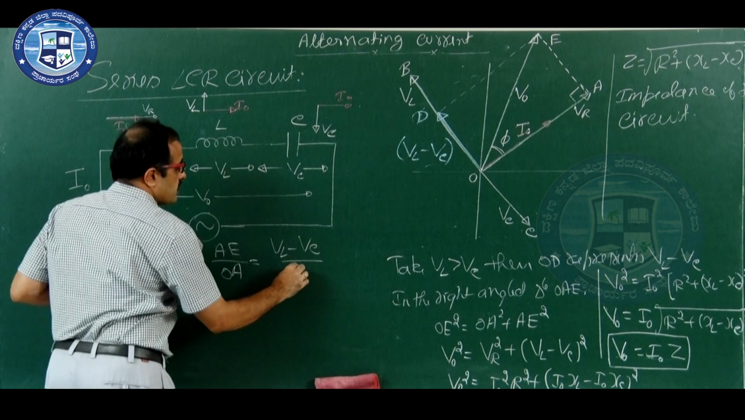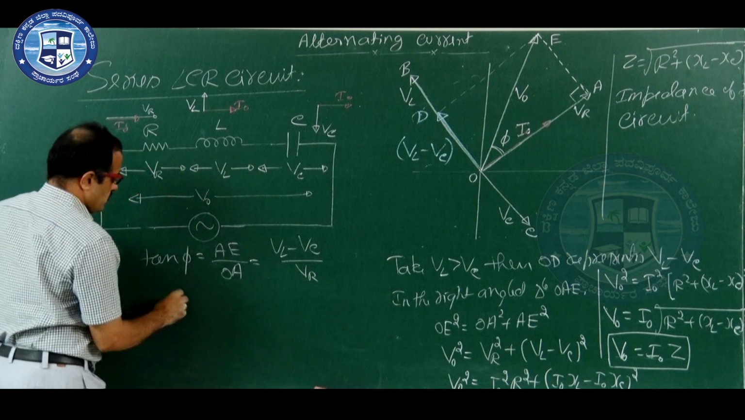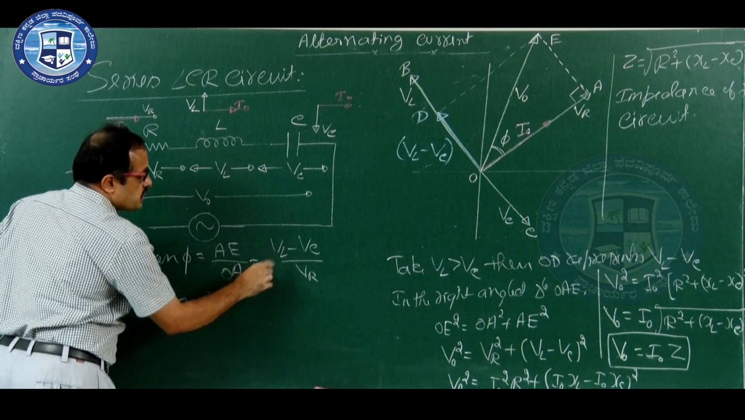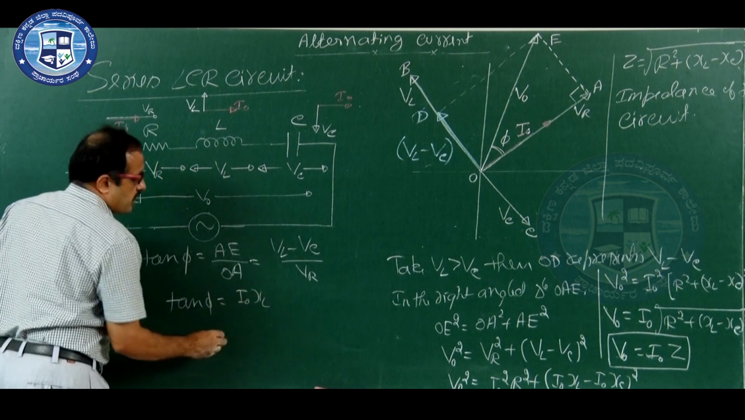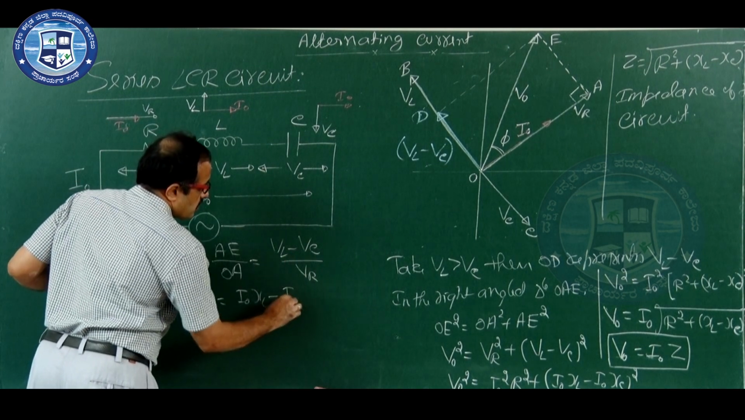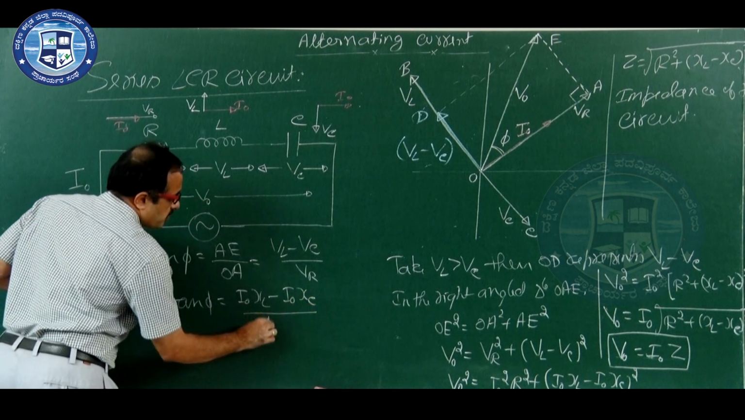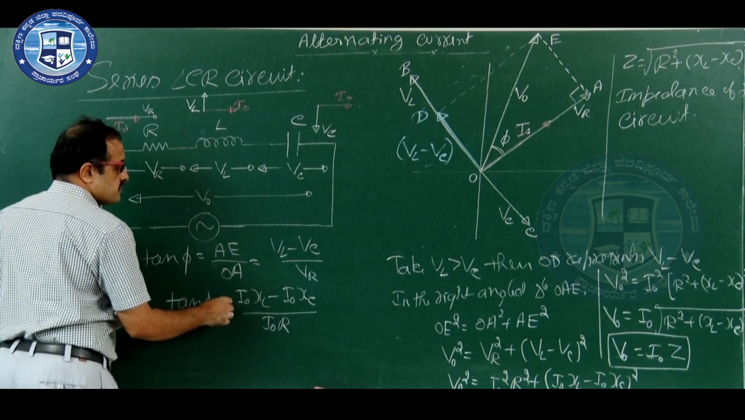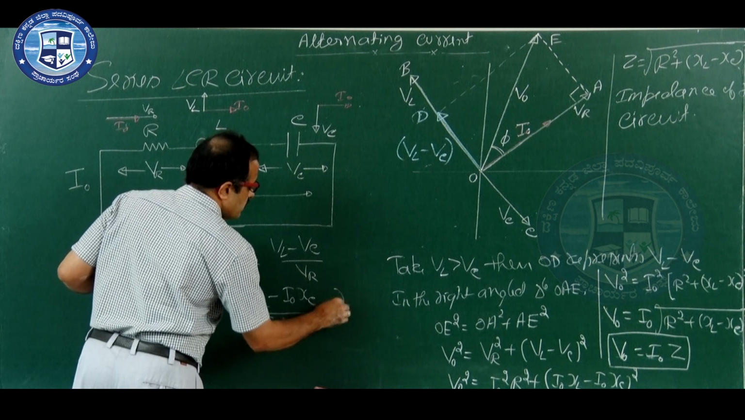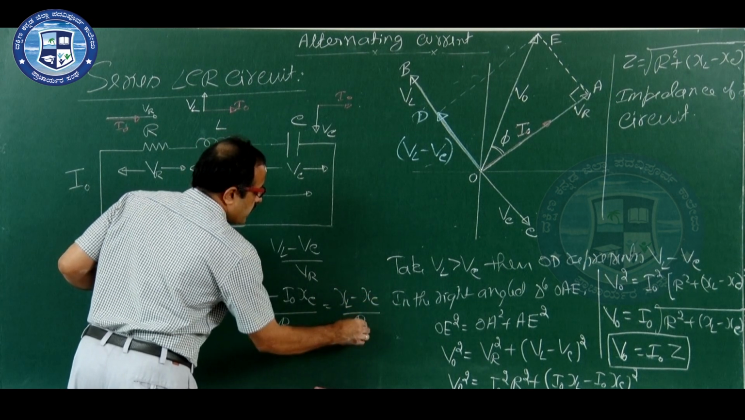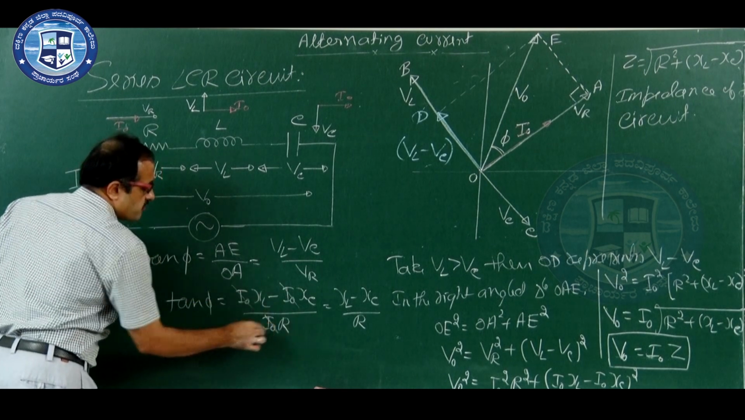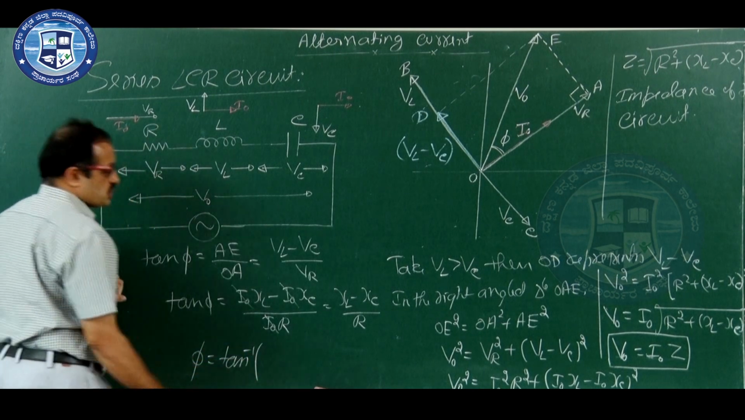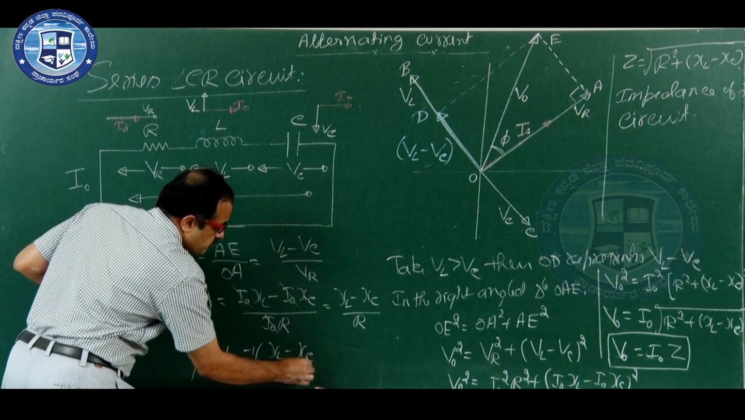OA represents VR, the peak voltage across the resistor. So tan phi is equal to the voltage across the inductor minus the capacitor, which can be written as I naught into XL minus I naught into XC, divided by I naught into R. I naught is a common term, so we can take it outside and cancel it. Then it is XL minus XC by R. Therefore, phi is equal to tan inverse of XL minus XC by R.